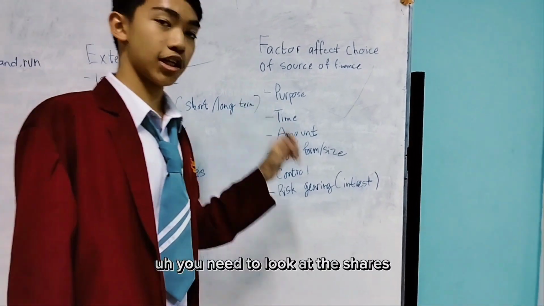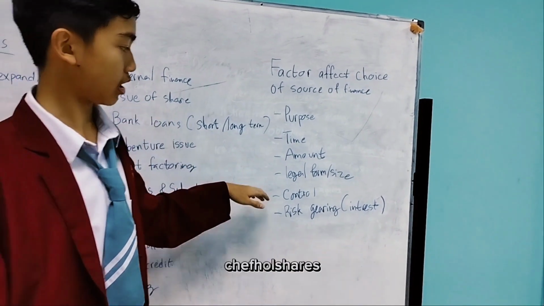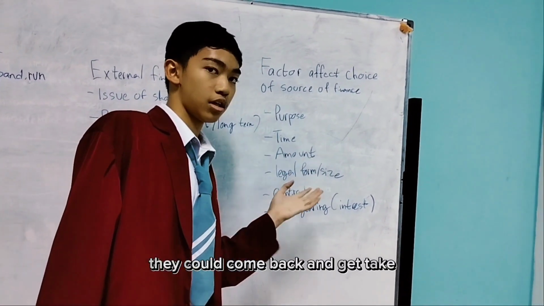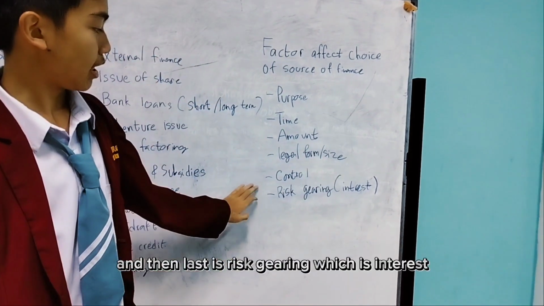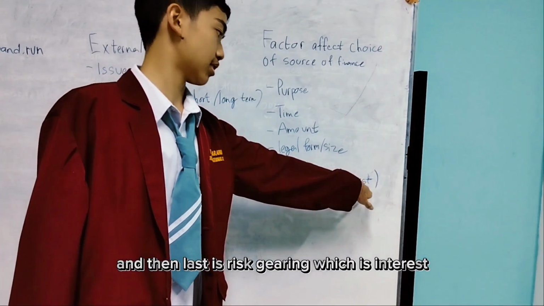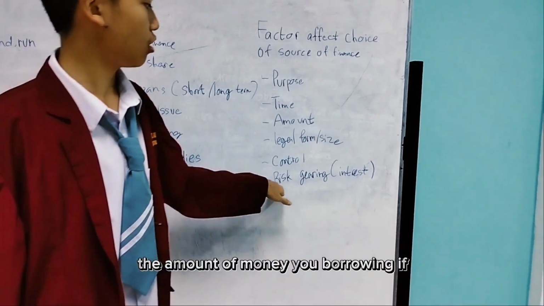You need to look at the shares. If too many shares are bought by the shareholders, they can take over your business. And then last is risk of gearing, which is interest. So you need to look at the amount of money you borrow.